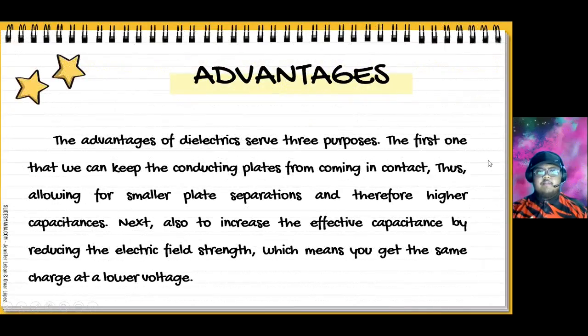Next, I'm going to explain about the advantage. The advantage of dielectric is that it serves three purposes. The first one, it keeps the conducting plates from coming in contact, thus allowing smaller plate separation and therefore higher capacitance. Next, it also increases the effective capacitance by reducing the electric field strength, which means you get the same charge at a lower voltage.